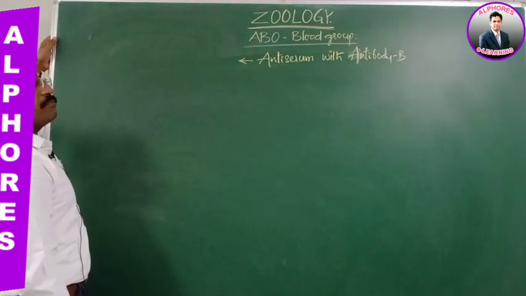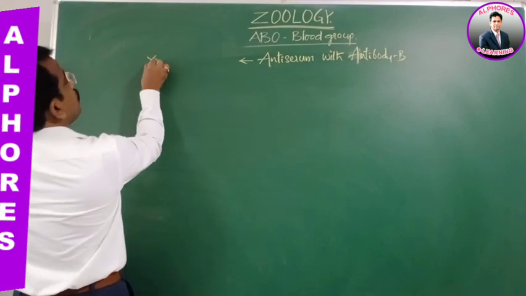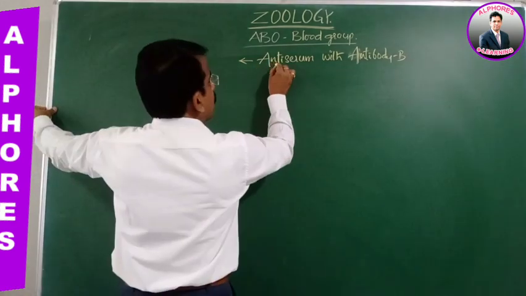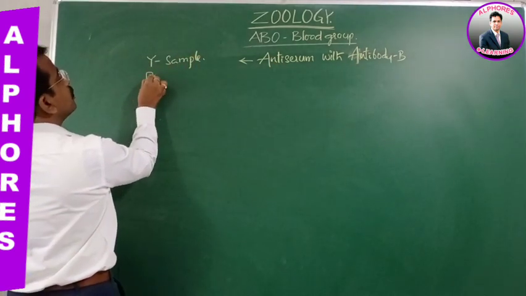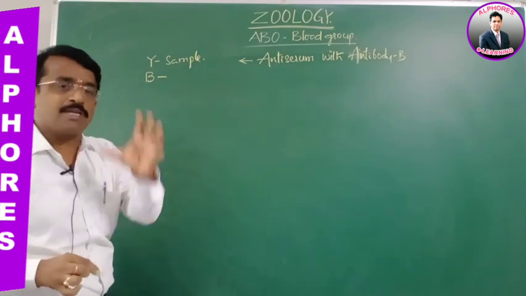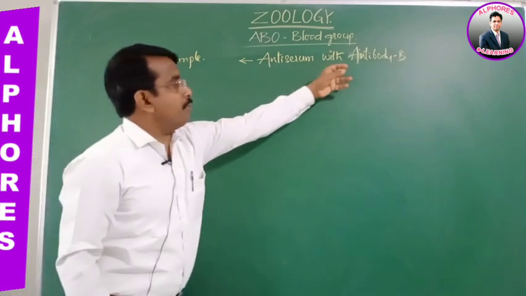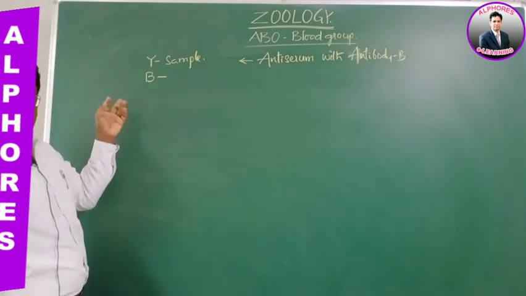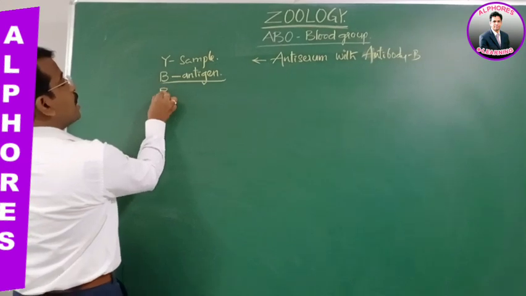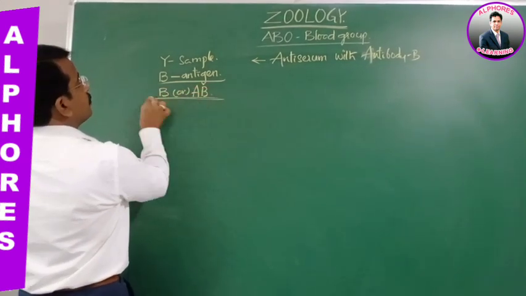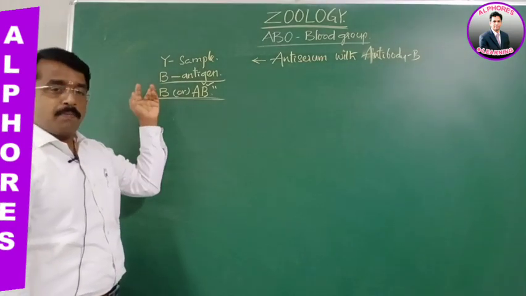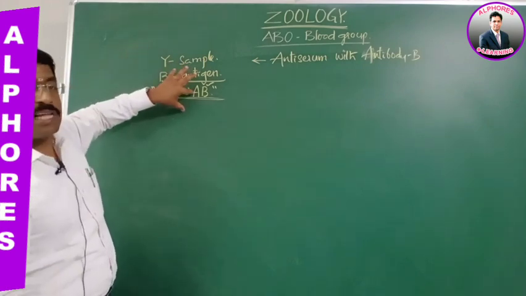Next, the antiserum with the antibody B. We don't know the sample, so I keep it as the Y sample. If the tested sample forms clumps with the antiserum with the antibody B, then the tested sample is with the B antigen. Similar antigen and antibody clump. So antibody B clumps with the antigen B. So the Y sample is with the B antigen. Hence, this is none other than either B or AB. If the antiserum with the antibody B clumps, the sample tested is either B or AB, with the B antigen.